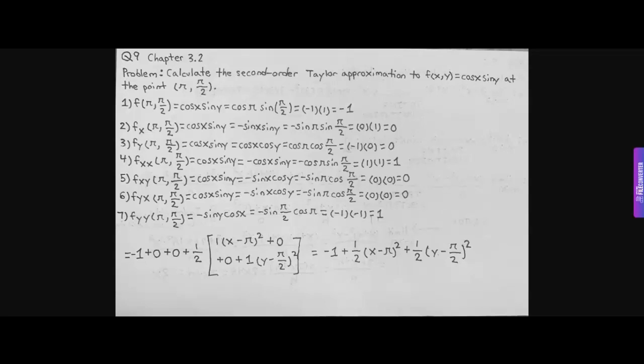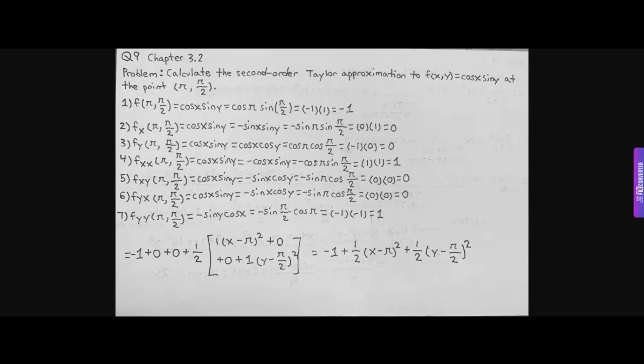My second calculation was to find the derivative with respect to x of pi comma pi over 2. So I did cosine x times sine y, and I took the derivative of each with respect to x, which gives us negative sine x times sine y is equal to, just plugging into our x and y values again, negative sine pi times sine pi over 2, which when we calculated gives us 0 times 1, and anything times 0 is just 0.